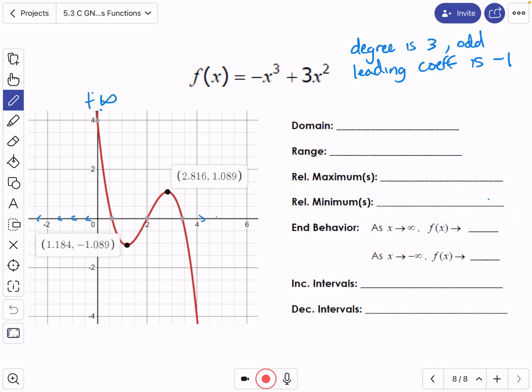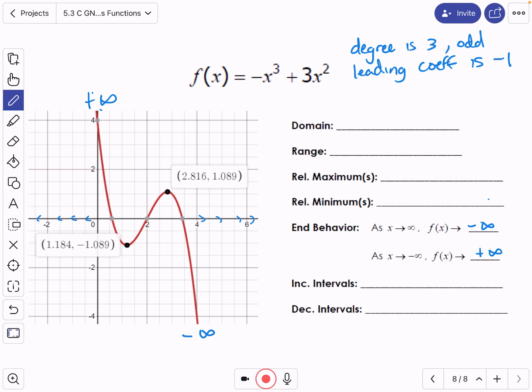And we also know if we put in larger and larger positive values of x, towards x going to positive infinity, then the function goes to negative infinity. So those are our end behaviors. As x goes to infinity, f of x goes to negative infinity, and as x goes to negative infinity, f of x goes to positive infinity.